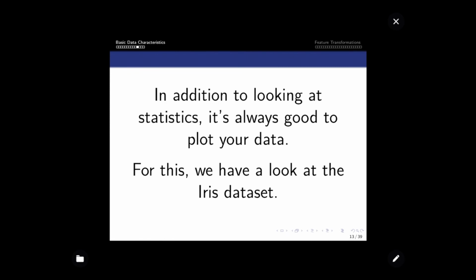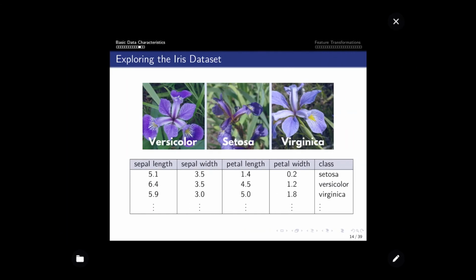And in addition to looking at the statistics, it's also always good to plot your data, to have a visual representation, because then you can really see things. And for this, we have a look at the iris dataset. This is a really often used dataset in machine learning and data mining. It's a classification dataset of iris plants. And the task is to differentiate the classes of versicolor, setosa, and virginica based on measurements of the sepal length, the sepal width, the petal length, and the petal width. Okay, so this is our data set.